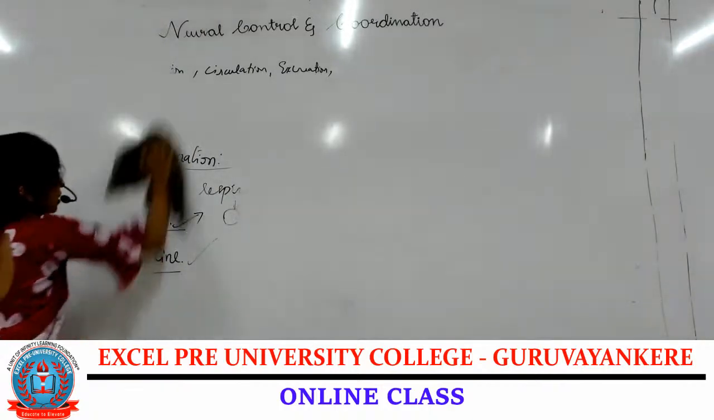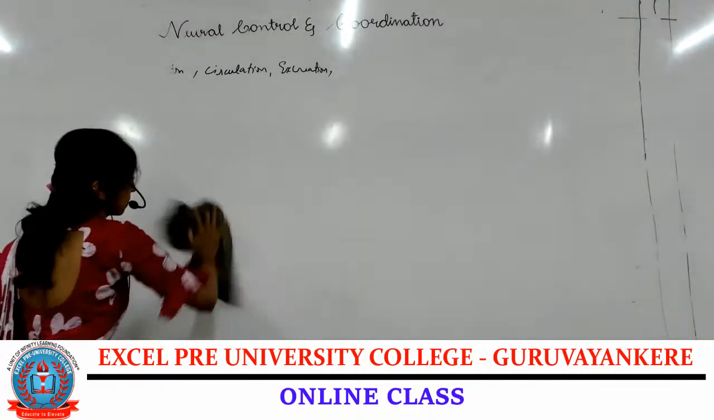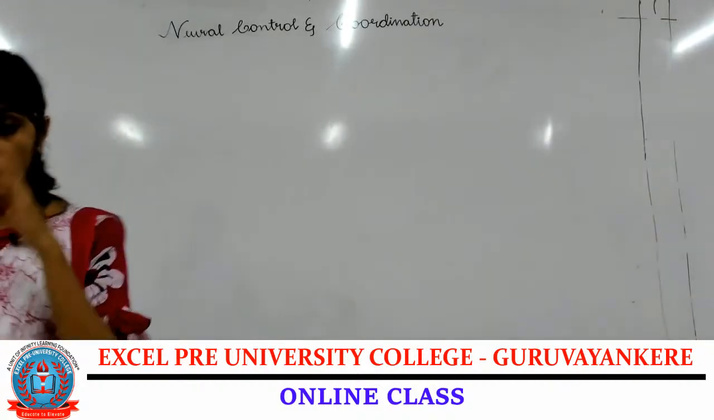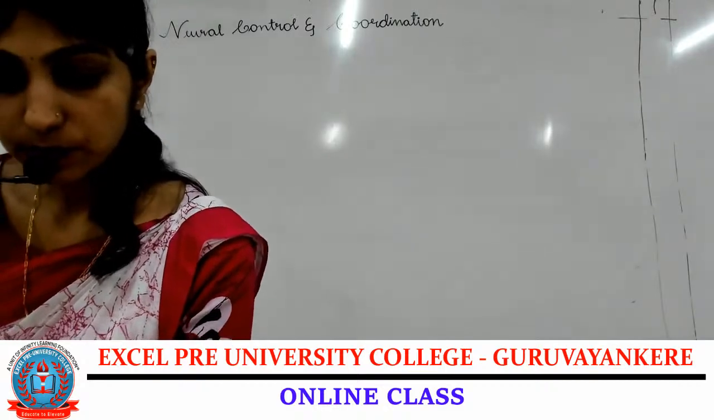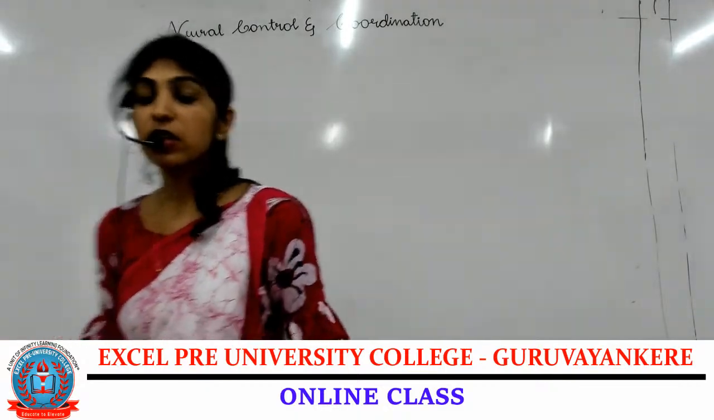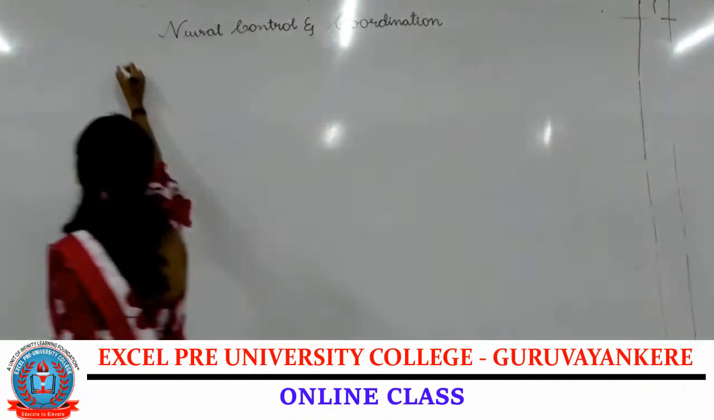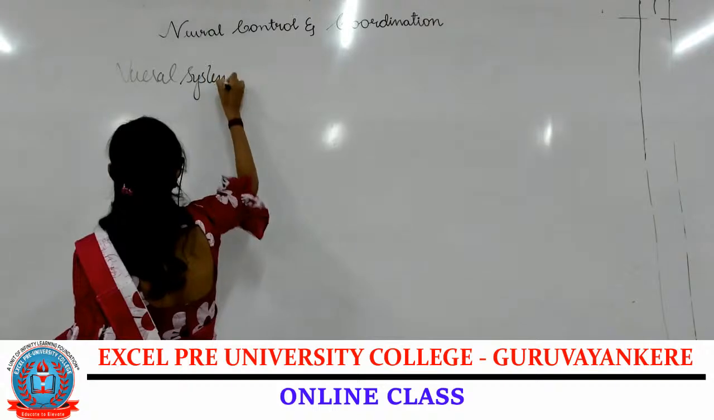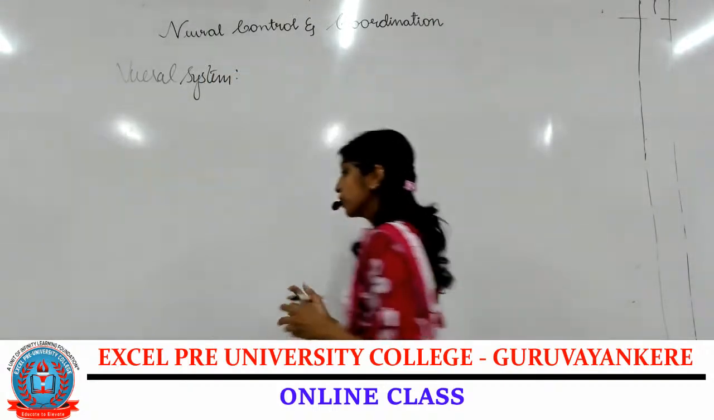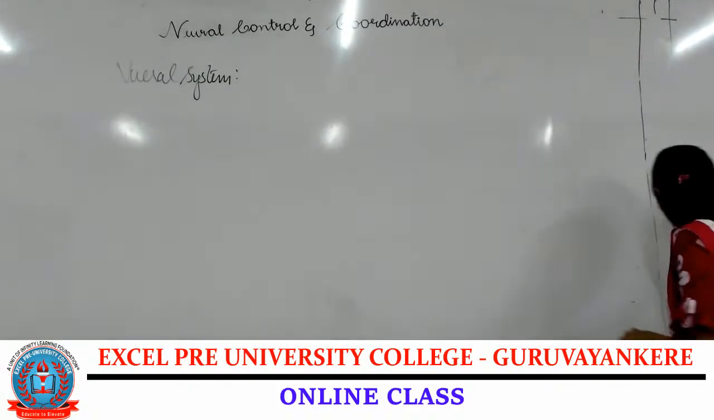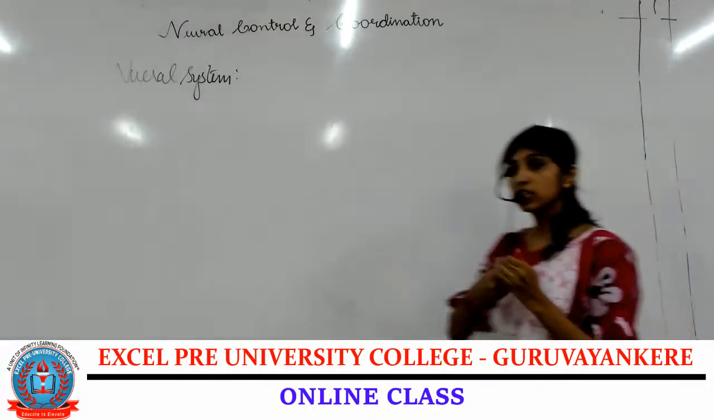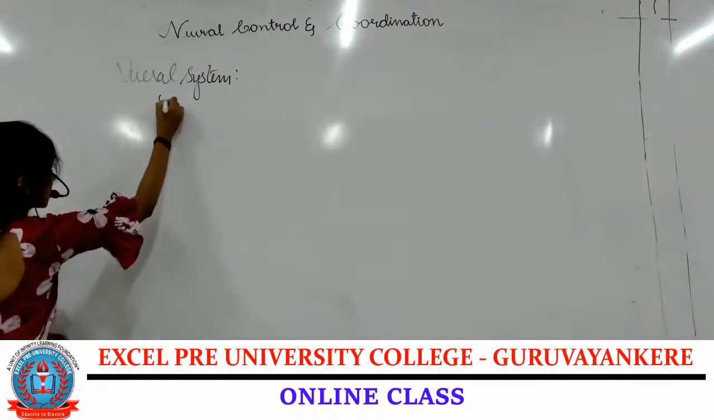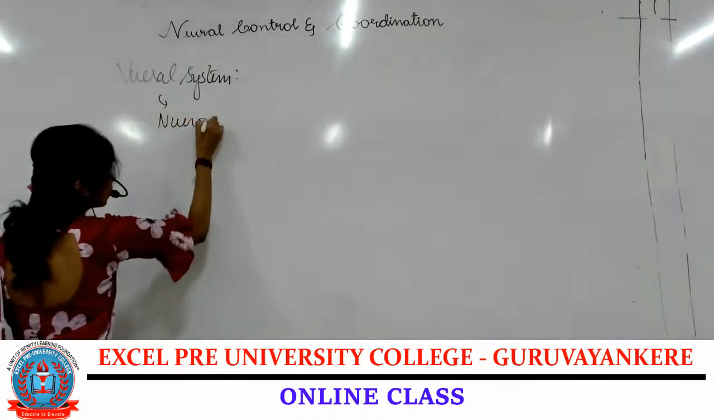That is our neural system. The system is mainly composed of what? Nerve cells. Which are the nerve cells? Neurons. It is mainly composed of neurons.